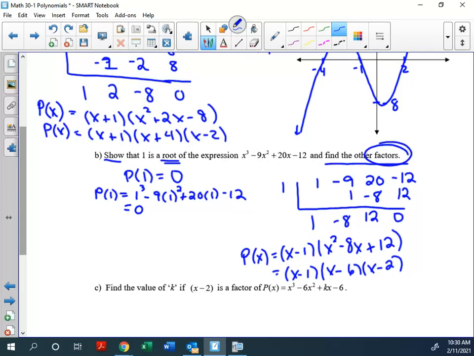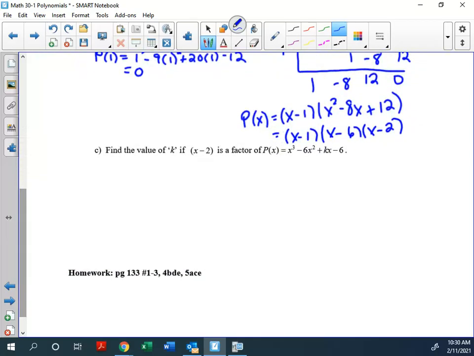It says find the other factors. Did I leave them as factors? Read the instructions. I strongly encourage you guys that after you answer the question, or you believe you've answered the question, read the question again, not thinking of the math. What answer do they want? How do they want me to interpret this? It's just a good little technique to have.